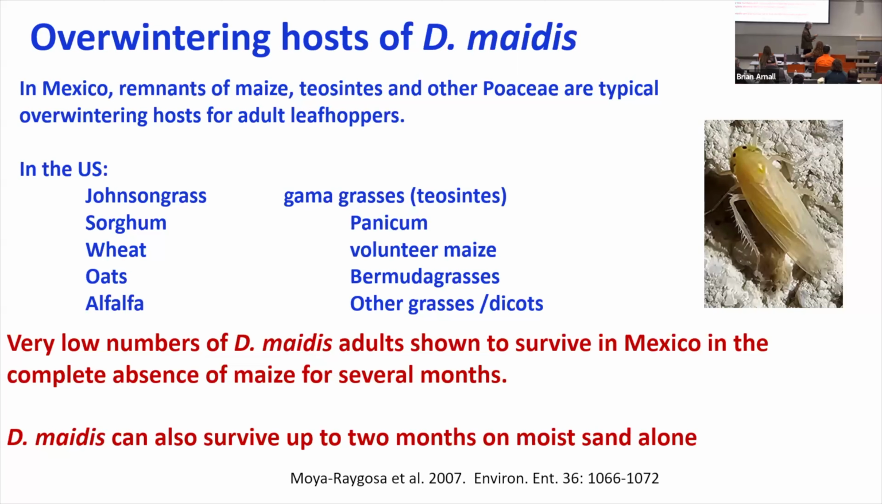Here's an important little factoid. Very low numbers of Dalbulus maidis were shown to survive in Mexico in the complete absence of maize for several months. We're talking like 5 to 7 months. So without maize, they can still survive. And then I found a work by a fellow graduate student of mine. He starved them for 2 months on wet sand. They lived for 2 months. They can live without food for up to 2 months if they have moisture. So these guys are extremely resilient in their ability to survive.